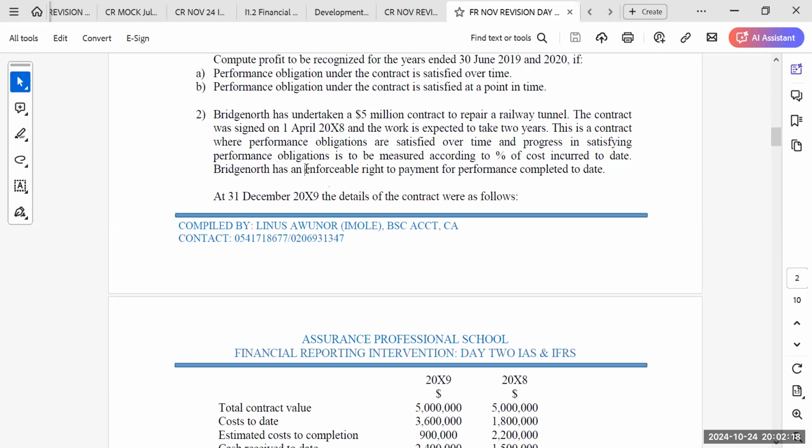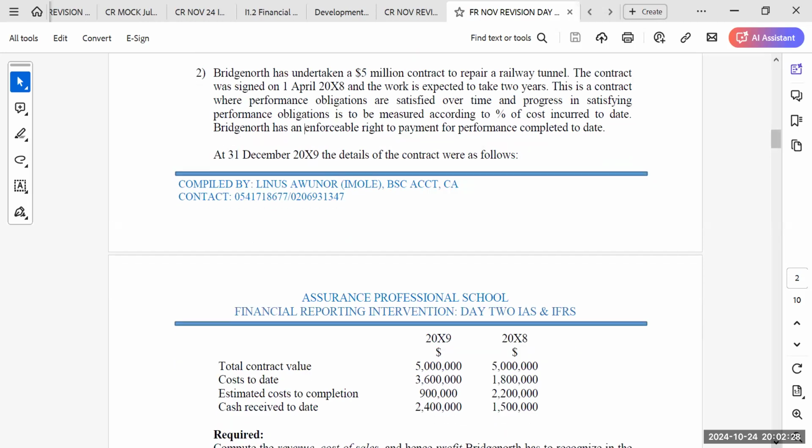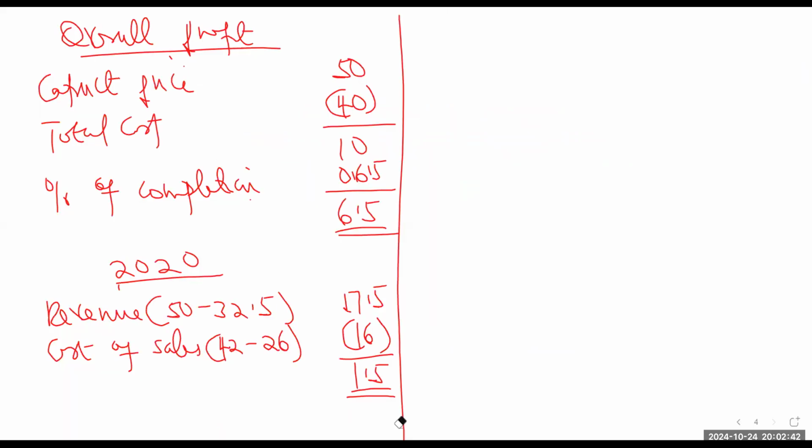Okay, let's come here. We are doing this for 20X8, 20X9, isn't it? Yes, sir. The question is telling us that they are using input method. Is that correct? Yes, sir. They are using input method. So let's come to 20X8, the revenue that should be recognized. And so let's determine the percentage of completion first.